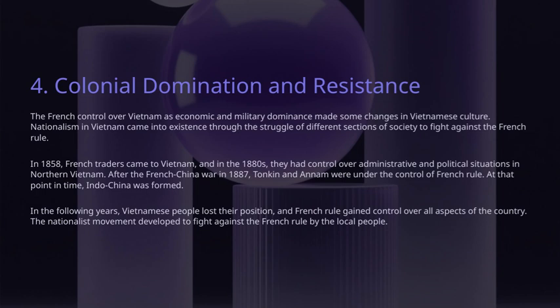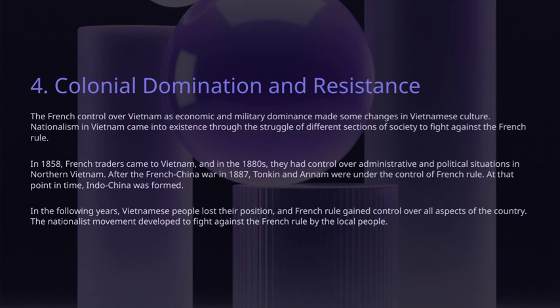It all began back in 1858 when French traders first arrived in Vietnam. Over the next few decades, especially by the 1880s, the French had established control over the administrative and political systems in northern Vietnam. Then, after the French-China War in 1887, Vietnam was divided into regions called Tonkin and Annam, both under French control. This marked the formation of what was known as Indo-China, uniting several territories under French rule.